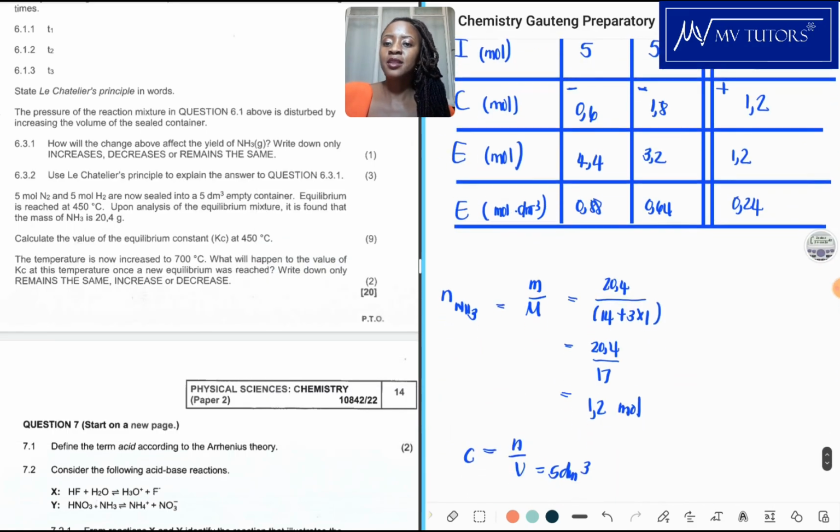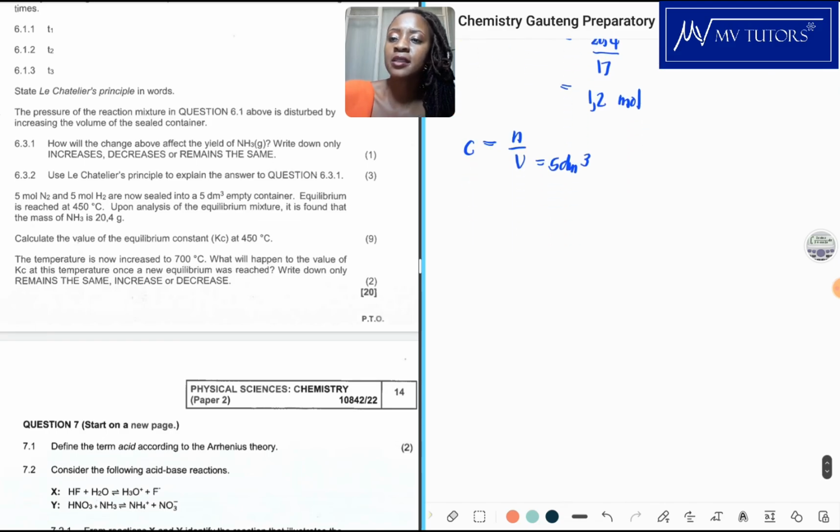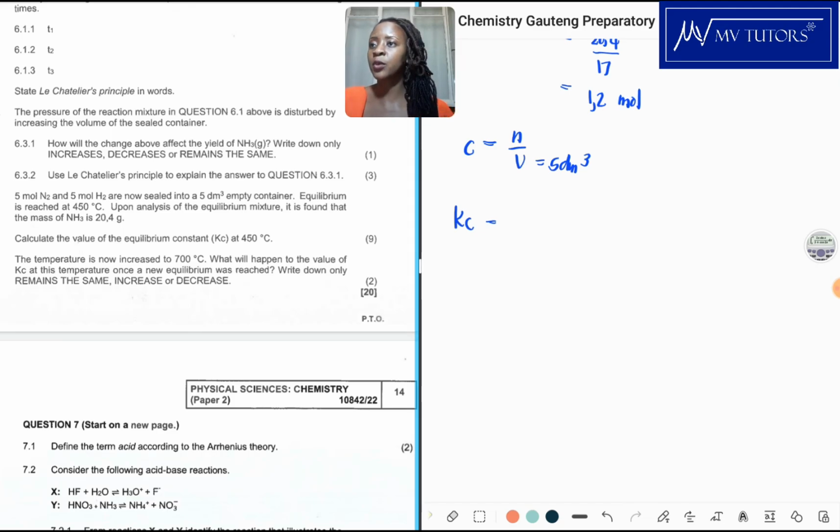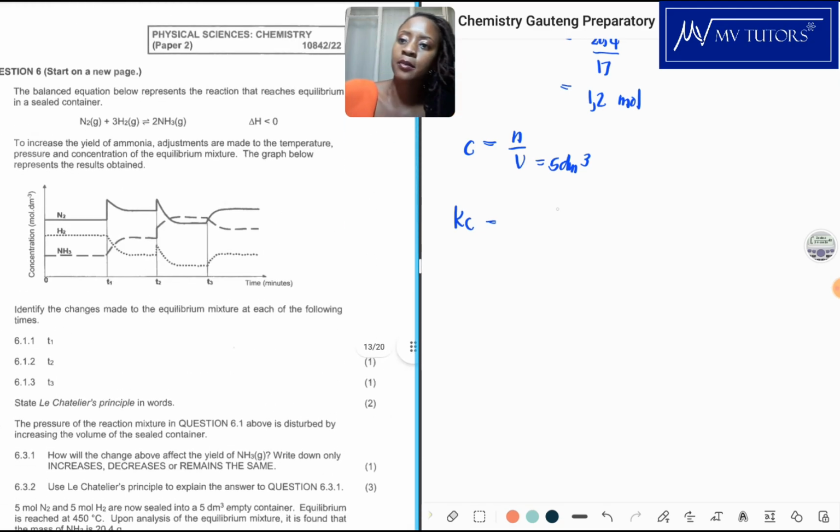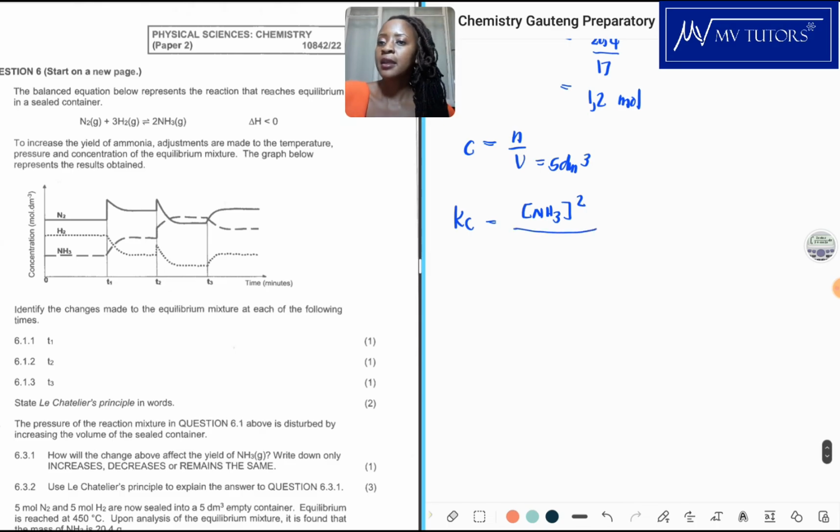So let's just write it again. Our Kc value, it's the concentration of products. And what is our product? It is ammonia. Concentration of ammonia, and we're going to take it to the power 2 because there are 2 moles there. And then nitrogen, and multiplied by hydrogen. We have 3 moles for hydrogen. So to the power 3.